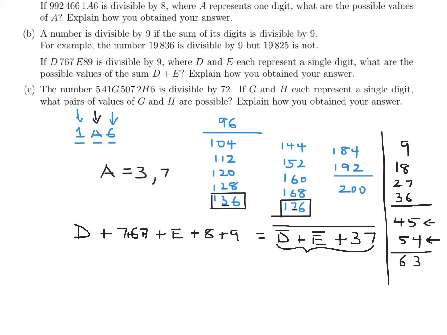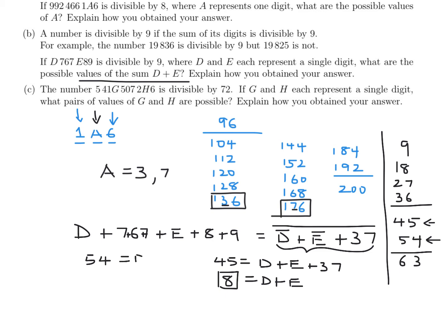Okay, well, let's see what happens. If this sum, D plus E plus 37, is 45, then that means that D plus E is equal to 8. So that's one possible answer to what they're asking. If the sum was 54, then 54 is equal to D plus E plus 37, and therefore D plus E is going to be 17. And that's it. I really don't think there's any other options here. So 8 and 17 are your only possible values for D plus E.